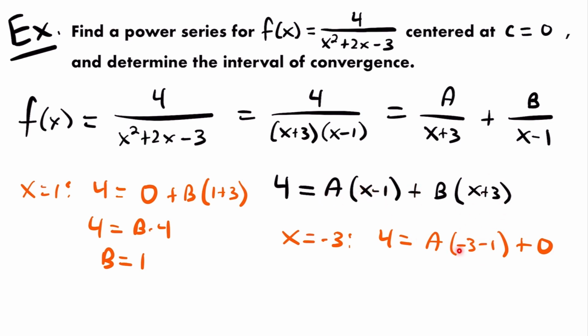All right, now negative 3 minus 1 is negative 4. So we have 4 is equal to a times negative 4. And if we divide both sides by negative 4, we will find that a is equal to negative 1.